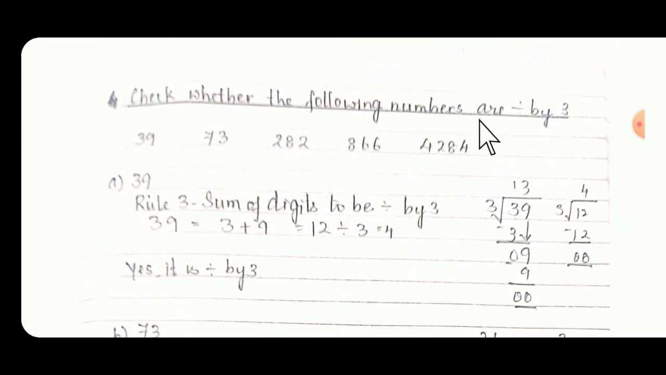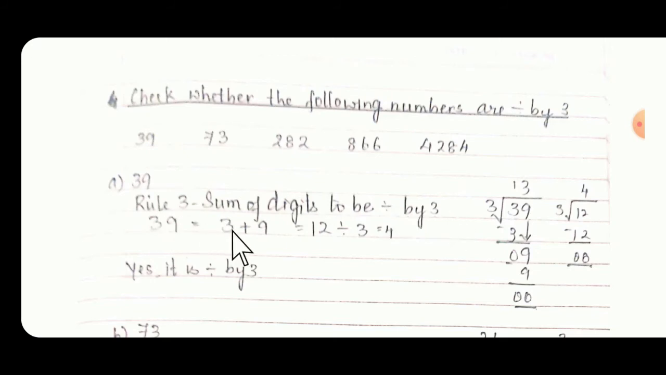Check whether the following are divisible by 3: 39, 73, 282, 866, 4284. What does the rule of 3 say? The sum of the given digits should be divisible by 3. 39. Rule 3: the sum of digits to be divisible by 3.